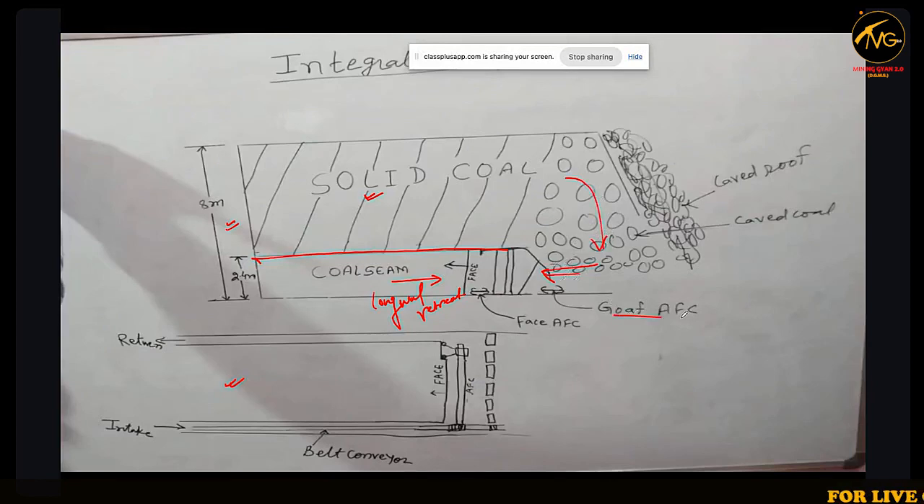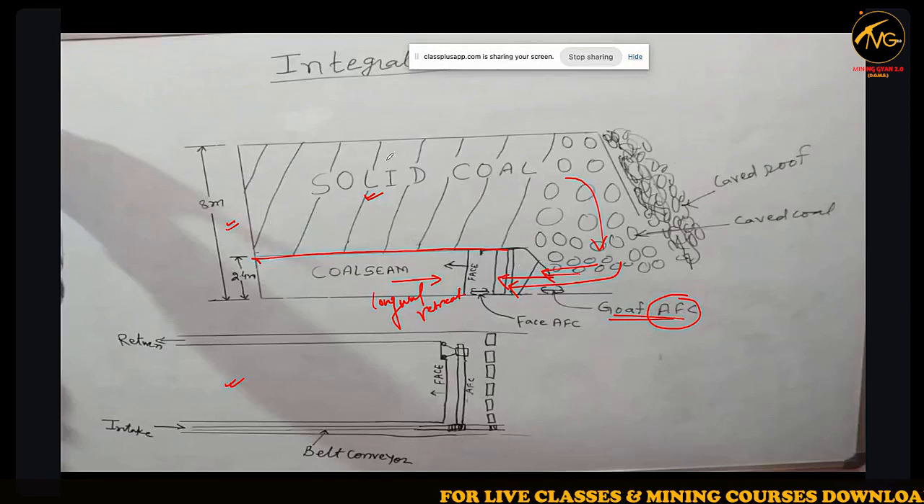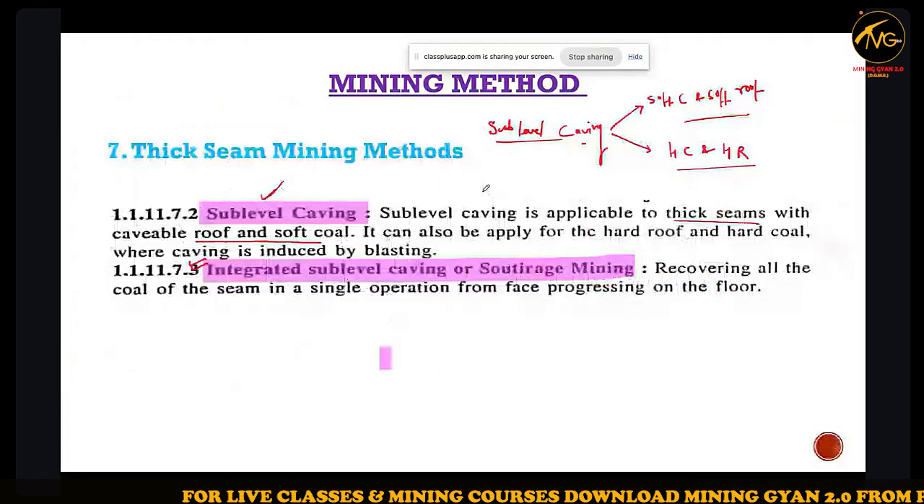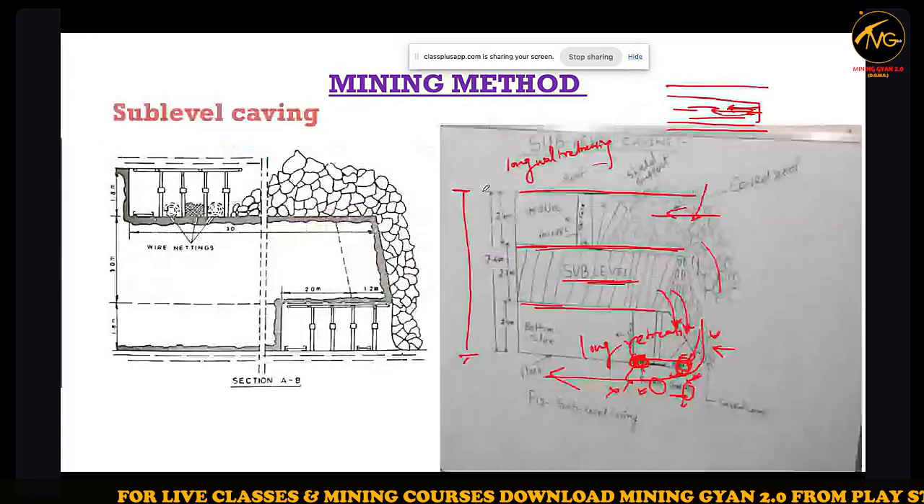and extract it. When we are coming back, this coal will fall down. We use GOF AFC, मतलब conveyor, to transport this coal, and we get our integrated sub level caving. Because this is integrated coal seam hai, so we call it integrated sub level caving or integrated caving.